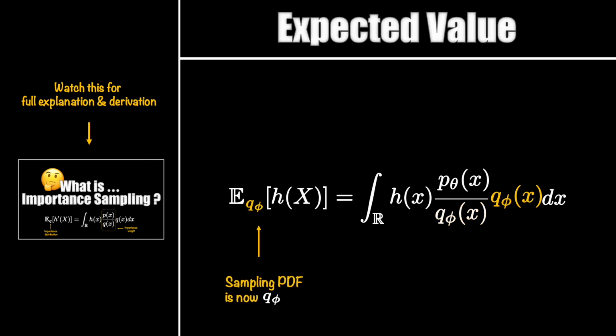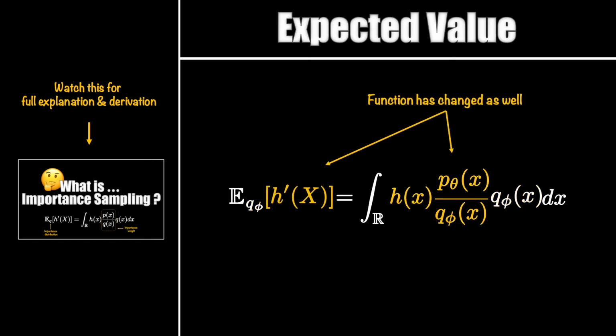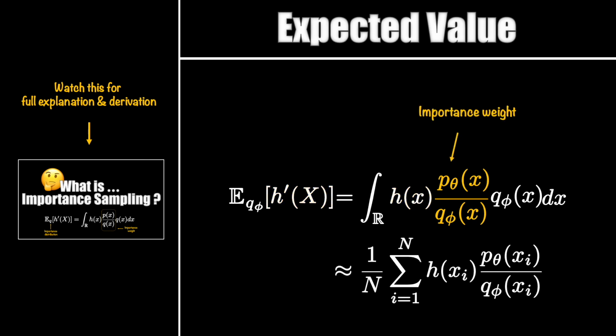And therefore, we should also change the subscript of E to reflect this. This also means that our function of random variable has also changed, and we indicate that using this new function called h prime. Since we now have the possibility to sample, we can apply our law of large numbers. This is very elegant if you think about it.